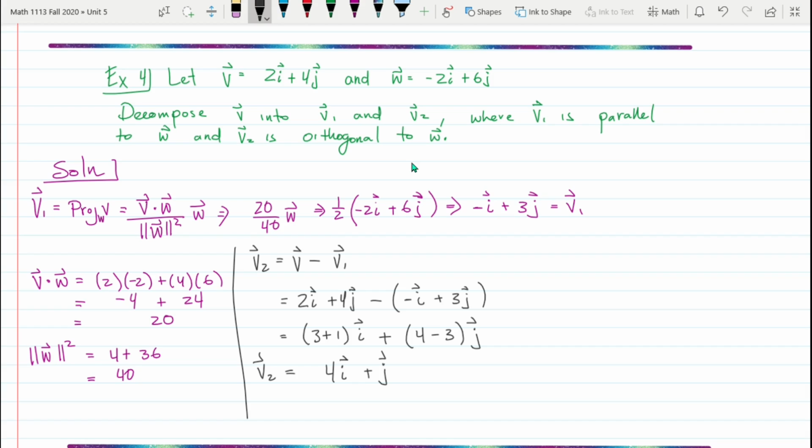I think I made a mistake. This right here should have been a 2. So 2 plus 1, and this should be a 3. Okay, so 3i plus j, right? And if you need to check your work, remember that v1 plus v2 should go back to give us v. So in essence, we found the decomposition of vector v, right? Here are the two vectors that add up to it.